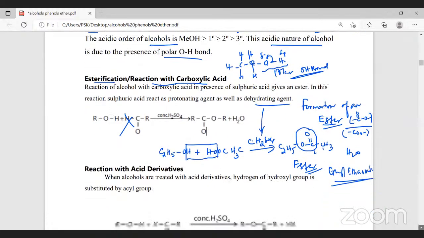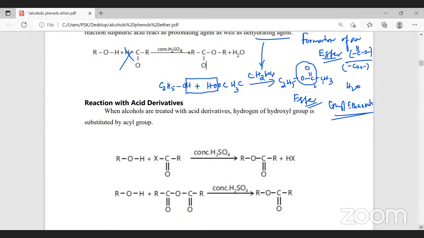Next is reaction with acid derivatives. When we say reaction with acid derivatives, for an example, if you take acetic acid, that is CH3COOH, and this OH is replaced by chlorine, you get CH3COCl. This is called acetyl chloride. This acetyl chloride is an example of acid chlorides. Since it is derived from a carboxylic acid, it is called a derivative of acid, or acid derivative. One such example is acetyl chloride.